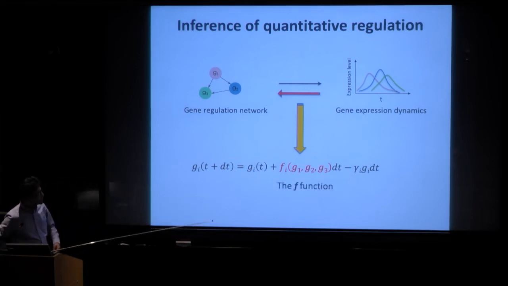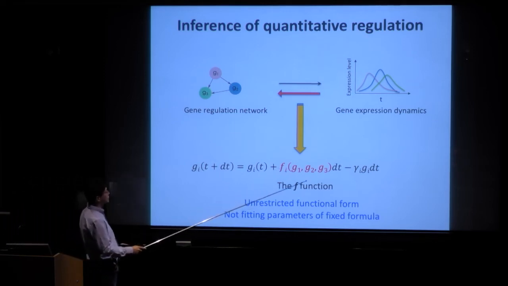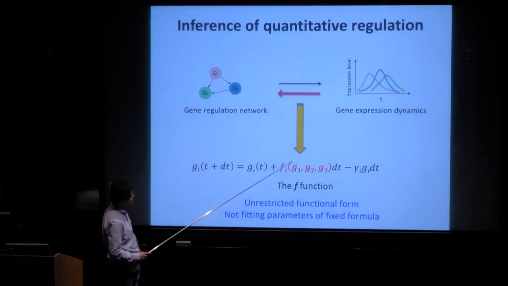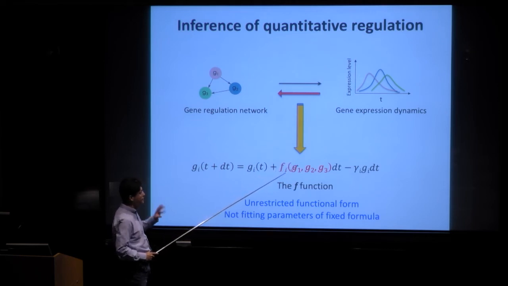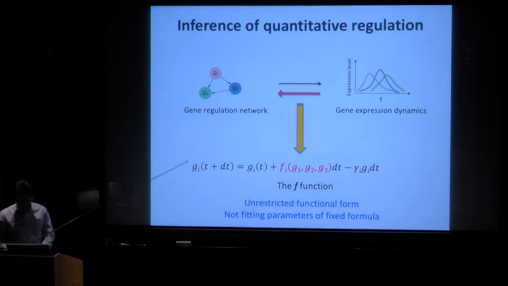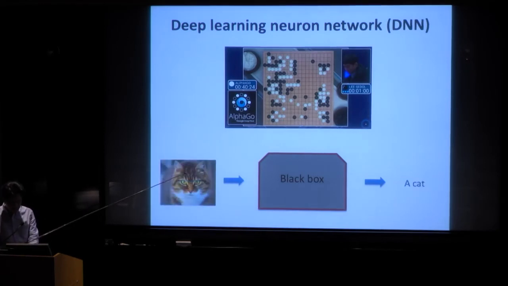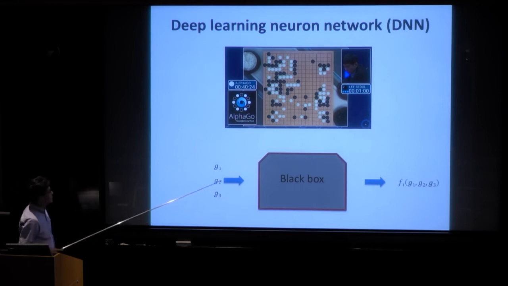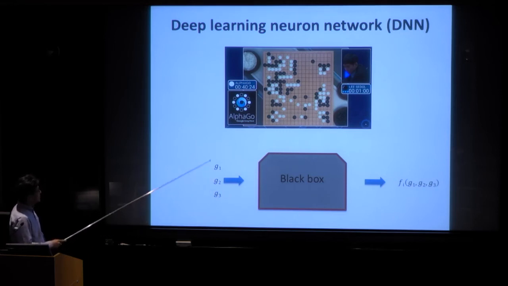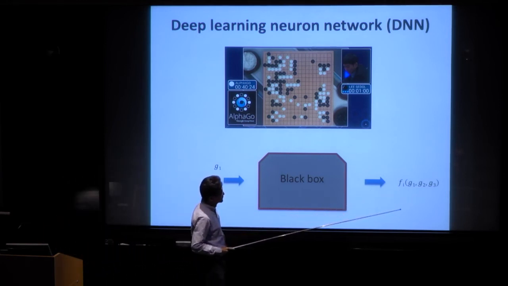So I don't have any specific constraints for this functional form. So it's unrestricted and no parameter fitting. I just want to infer this F function as accurate as I can so that I can reproduce this dynamic system. Can we do that? Machine learning. Okay, DNN, of you know, can do magic things. And we want to read the genes at time t and tell me the increment of gene i at next time step.